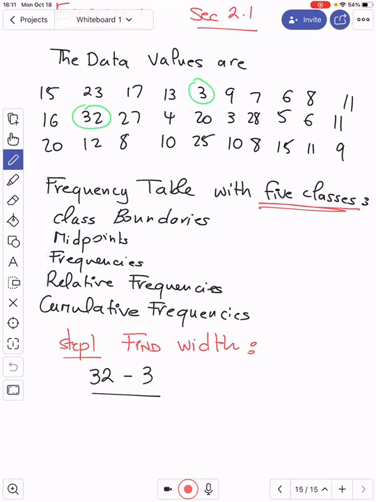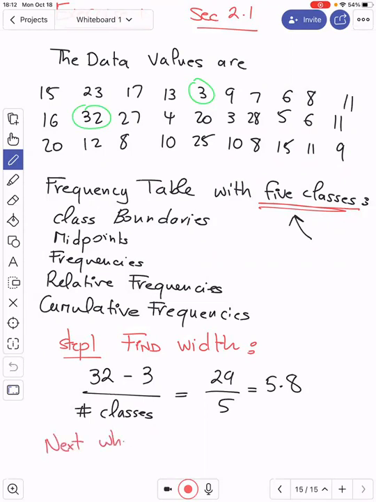So that will be 32 minus 3, and then you divide by the number of classes. Here, 32 minus 3 is 29, and as I said, we need 5 classes, so we divide by 5. Using your calculator, that's 5.8. Now the width would be the next whole number, the next integer after 5.8, that will be 6. So the width here is equal to 6.